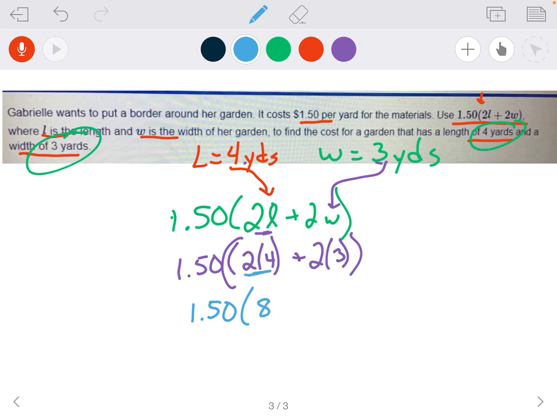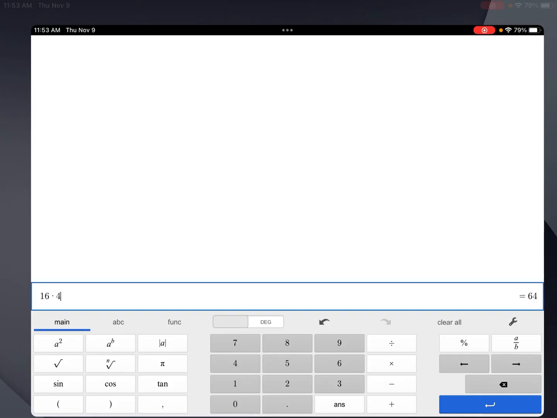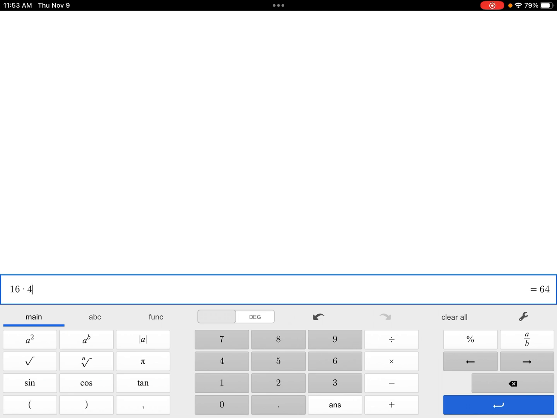I have 2 times 4 is 8, plus 2 times 3 is 6, and I've got that quantity still in parentheses. I have to complete this before I do my multiplication. So $1.50, 8 plus 6 is 14. So now I can do $1.50 times 14.